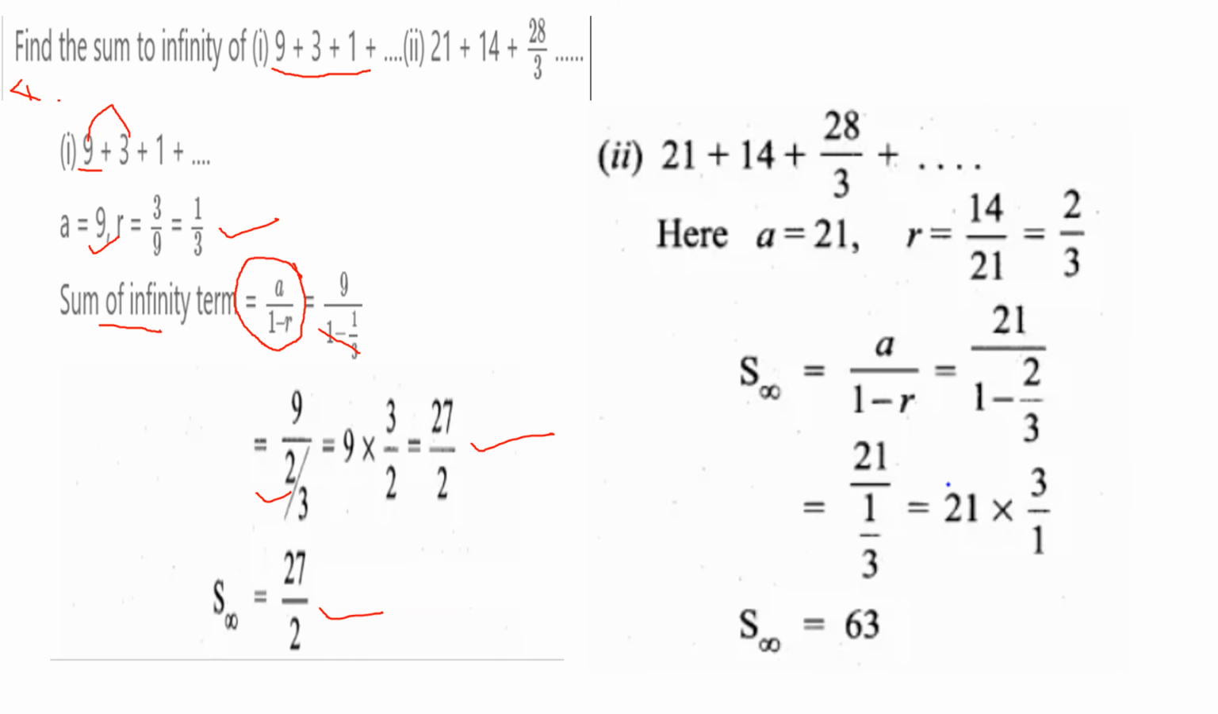Next sum. 21 plus 14 plus 28 by 3 plus etc. Here A is 21, R is 14 by 21, that is 2 by 3. S infinity is equal to A by 1 minus R, that is 21 by 1 minus 2 by 3. Cross multiply, 3 minus 2 by 3, 1 by 3. Therefore 21 into 3 by 1, 63. That is, S infinity is 63.